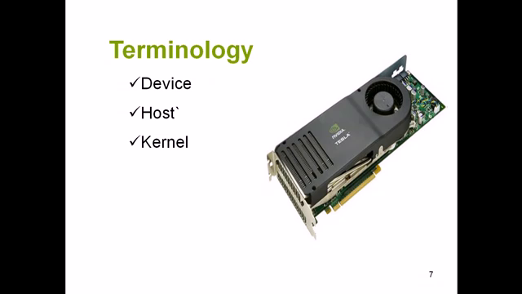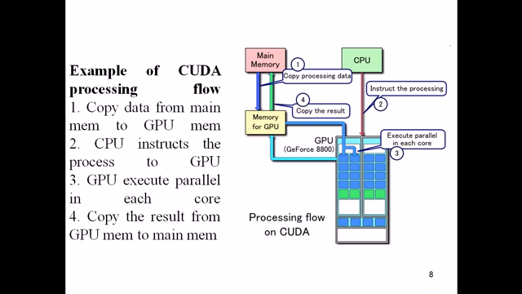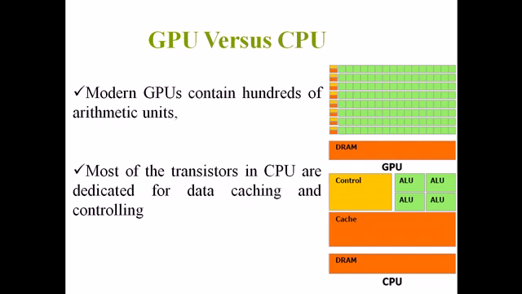Terminology: there are three terms used in our project: device, host, and kernel. Device stands for GPU, host stands for CPU, and kernel stands for function. Example of CUDA processing flow: first of all, the data from main memory is copied to GPU memory. Then the CPU instructs the process to the GPU. The GPU executes this process in parallel in each core, and the result is copied back to the main memory.